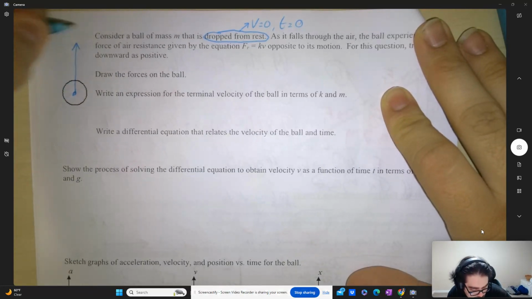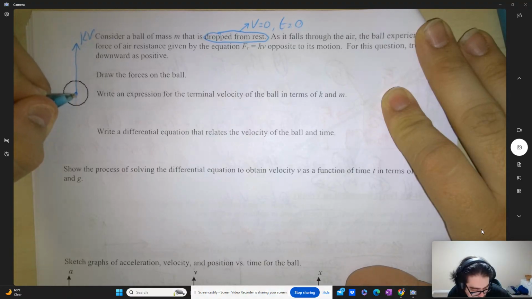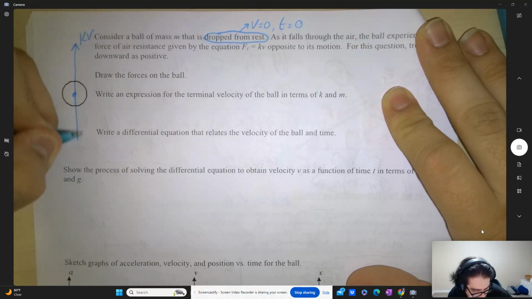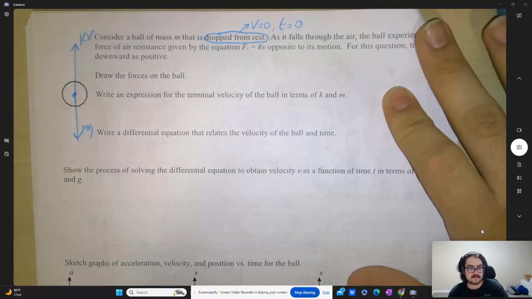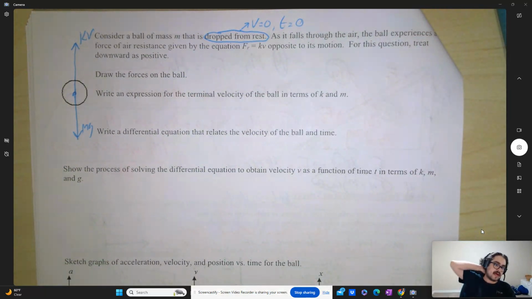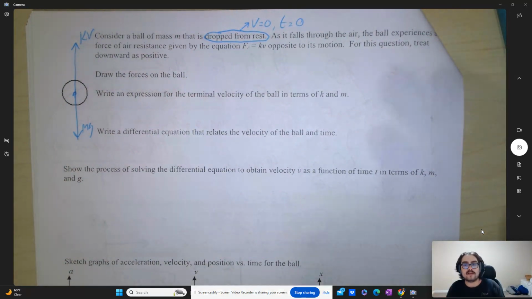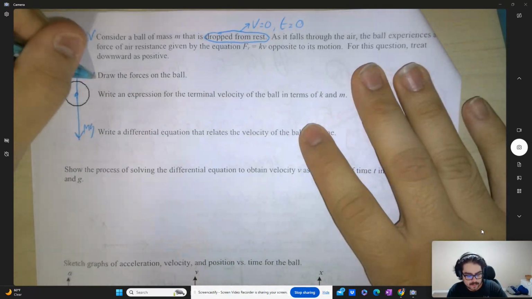And this right here is kv, and this right here is mg. You have kv going up and mg going down because this is always a resistive force that opposes your motion. I drew the forces on the ball. Good. We got that. We're good.